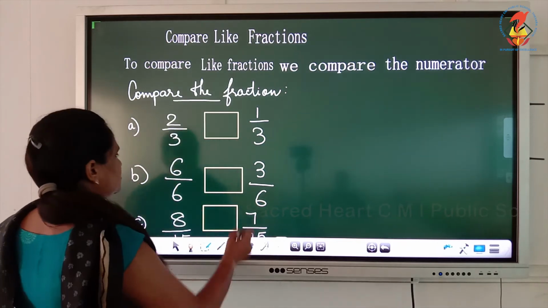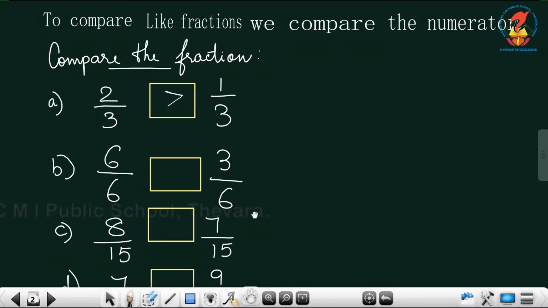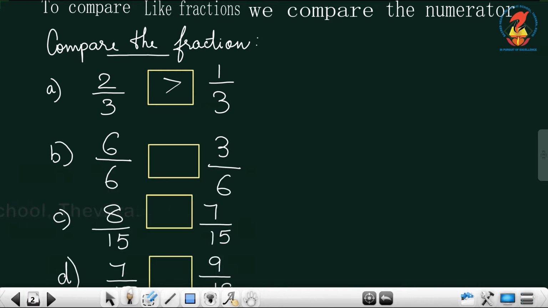Yes, 2 is greater. So, you write 2 by 3 greater than 1 by 3. You just need to compare only the numerator part. The number which is greater gives the greatest fraction. B, 6 by 6 and 3 by 6. Now, look at this, compare the numerator. 6 or 3 is greater? 6 is greater, so you write 6 by 6 is greater than 3 by 6.